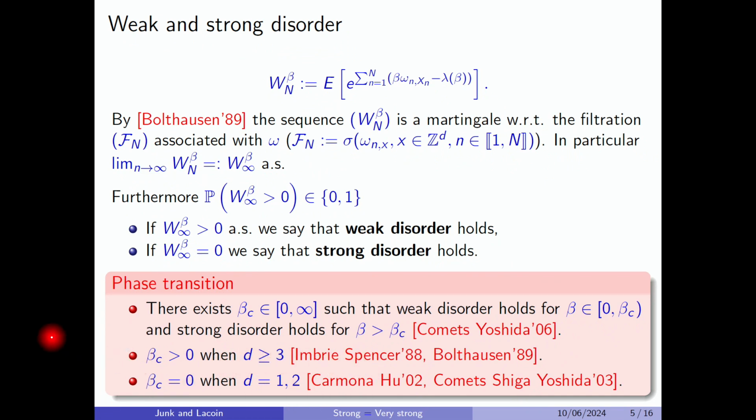And what has been proved is that beta C is always strictly positive in dimension 3. So this was remarked in the 80s. And that beta C is equal to 0 in dimension 1 and 2. And this was in the early 2000s by Carmona-Hu and Comets-Yoshida. So the moral of this is that in dimension 1 and 2, you have no phase transition. You have strong disorder at every temperature. And in dimension 3 and more, you have a phase transition. Okay, under some assumption on the distribution of omega, but I don't want to go into this.